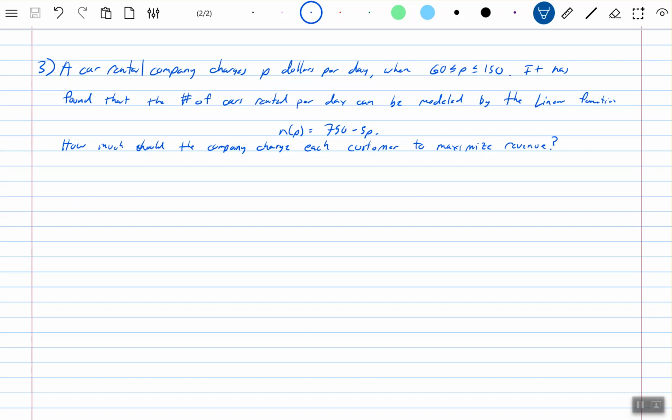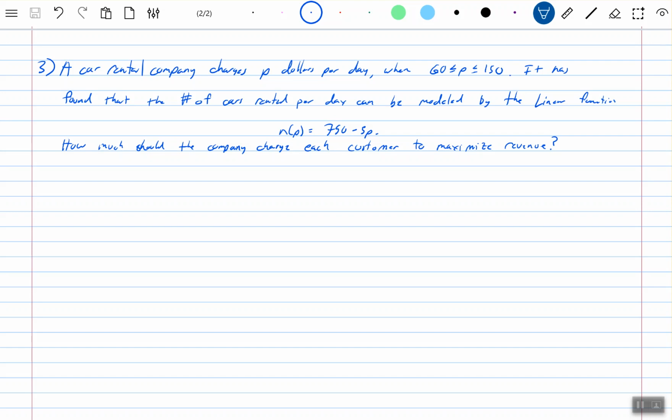And we wish to maximize our revenue. Your first instinct might be to try and maximize the number of cars rented, but that's not necessarily going to give you the max amount of profit. If you rent out a whole lot of cars but you're doing it for too cheap, you're not making as much money as you could have. So you don't necessarily want to rent out as many cars as you possibly can. We want to find the right balance between the price and the number of cars to get the job done.